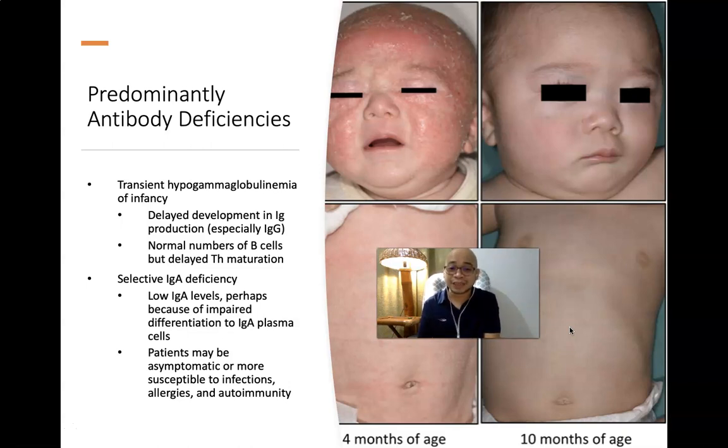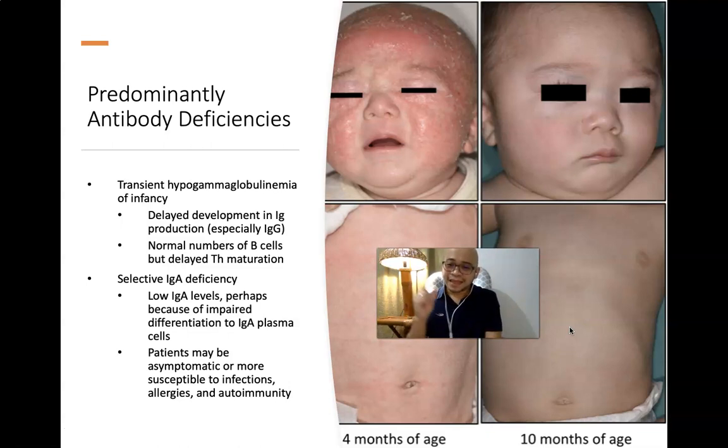And this is actually an example of selective IgA deficiency. In selective IgA deficiency, you'll have a low level of IgA. Before we discuss it further, let us review the importance of IgA. IgA, particularly secretory IgA, which is a dimer, is important for mucosal immunity. It guards our mucosa.